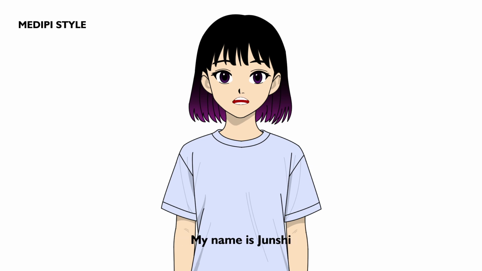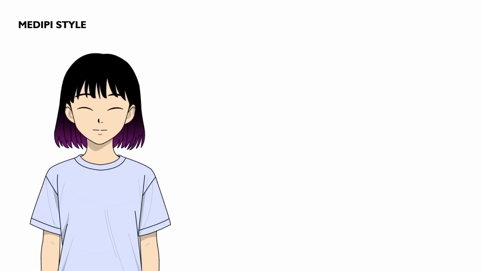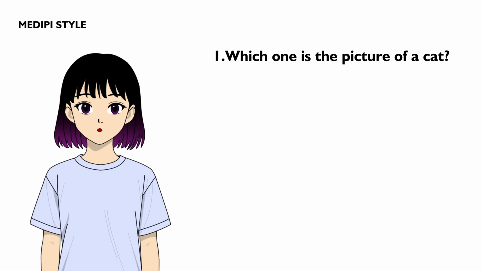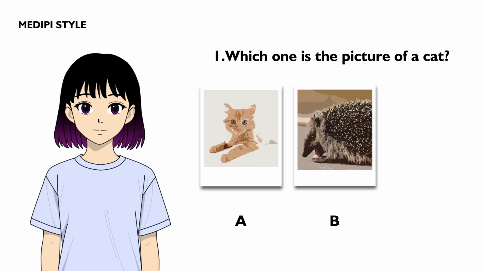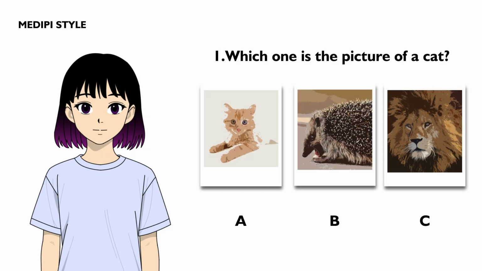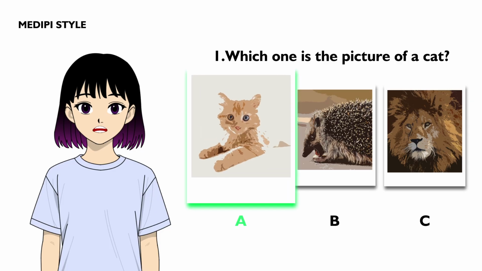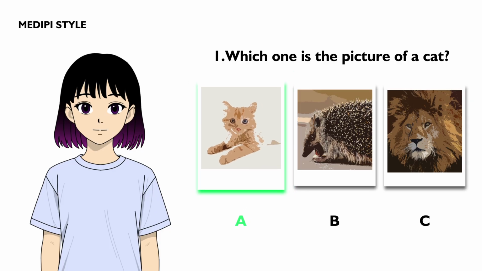My name is Junchi. This time, let's learn the names of animals. Which one is the picture of a cat? A, B, C. That's right. This is a cat.